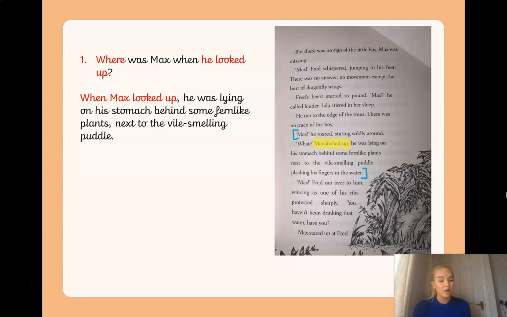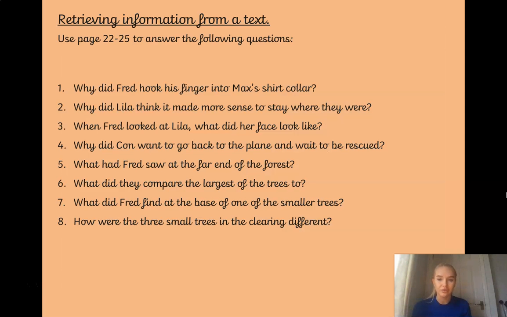So we can see now we've answered in full sentences, we've given a where, we've said that he was lying behind some fern-like plants next to the puddle. All of these prepositions, behind, next to, give us this context of where Max was when he looked up. And we've also been given the context of what he was doing. He was lying on his stomach, and that's just some extra information that tells the person who's marking your work that you've really looked at this question, you've looked at all of the information around, you've used those scanning techniques to do that. So that is the process I'd like you to take today for our final retrieval session of the week.